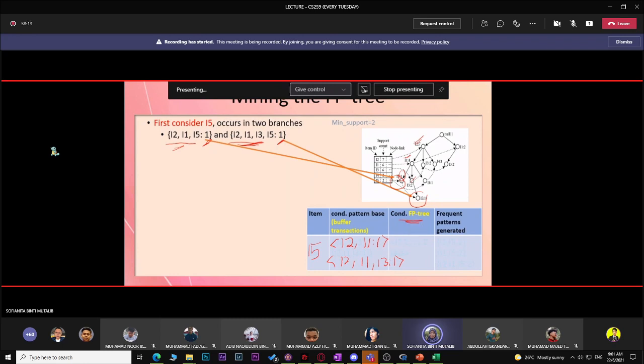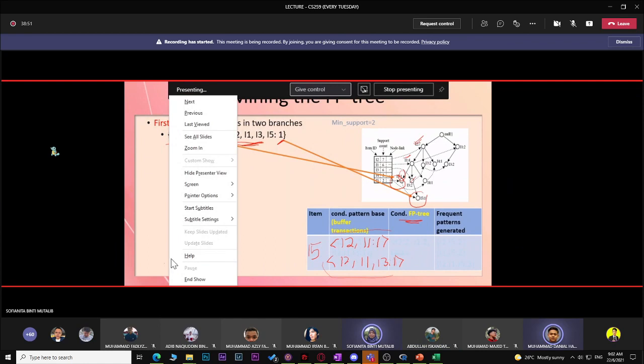Okay, we look at the conditions. What are the conditions? Just now we are looking at the conditional pattern, I mean, the prefix of I5. Okay, look at the items that occur here only. So what are the items occur here? Apa item yang occur di sini sahaja? Apa dia? Anybody? I2 and I1. Okay, good. Thank you.